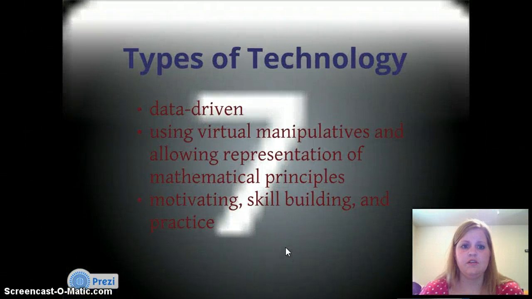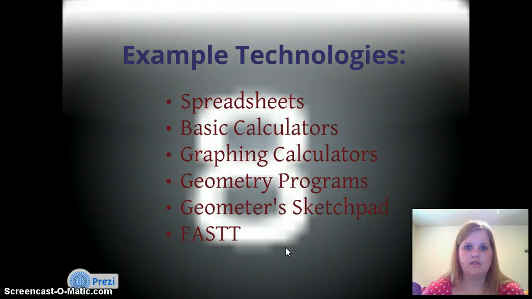So there are different types of technology. There are 3 of them: data-driven technology, using virtual manipulatives and allowing representation of mathematical principles, and motivating, skill building, and practice. So here are some examples of these technologies.